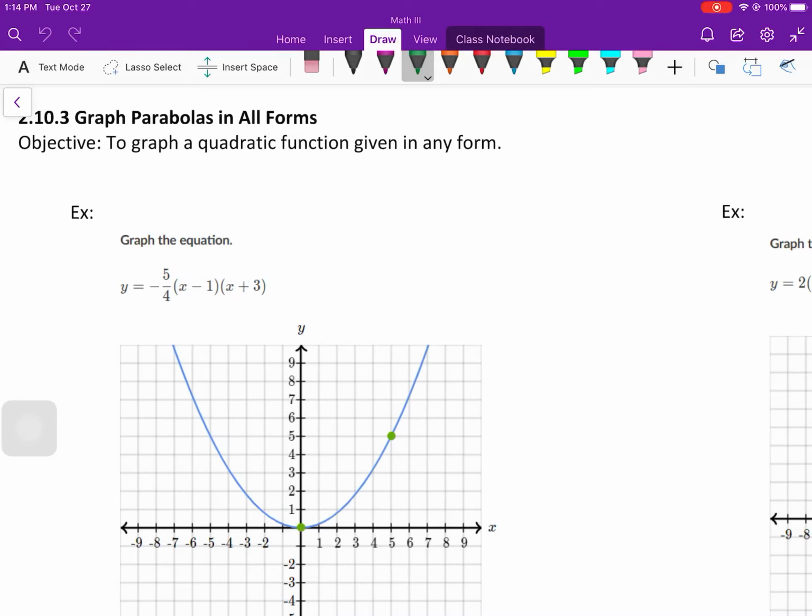So far, we've learned about the three forms of quadratics: factored form, vertex form, standard form. Now we're going to graph in each form in this assignment. So let's start with our factored form. Now, the nice part about factored form, it highlights our x-intercepts.